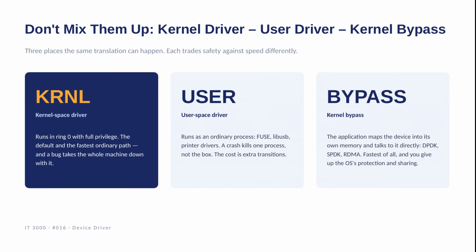And then there's kernel bypass, DPDK, SPDK, RDMA. The application maps the device straight into its own memory and talks to it directly. Fastest of all, but you've just handed back the protection and sharing the OS was giving you.